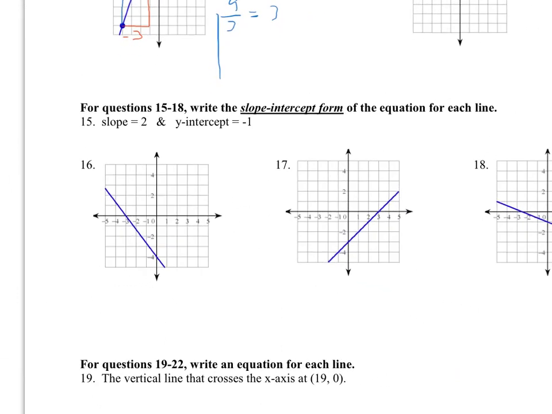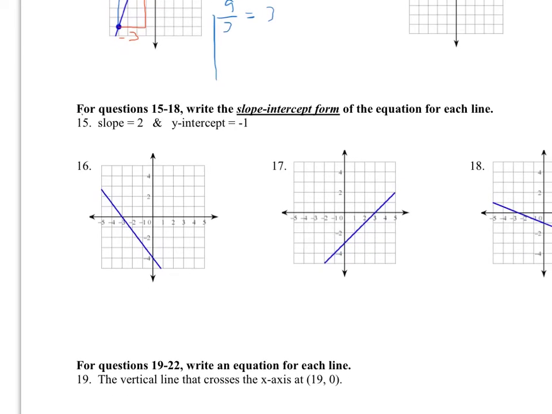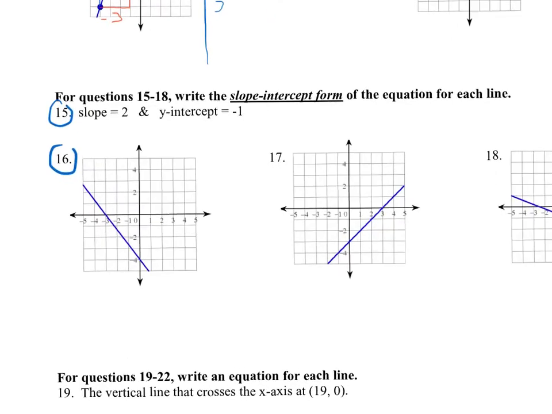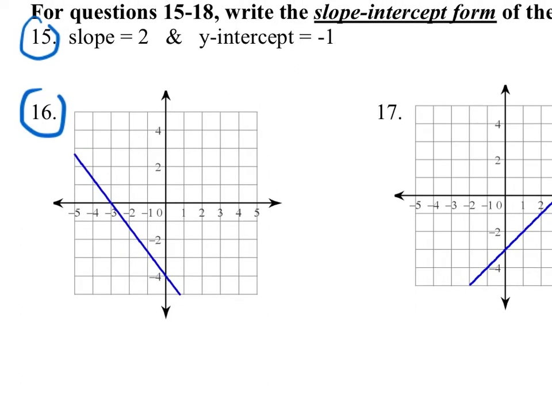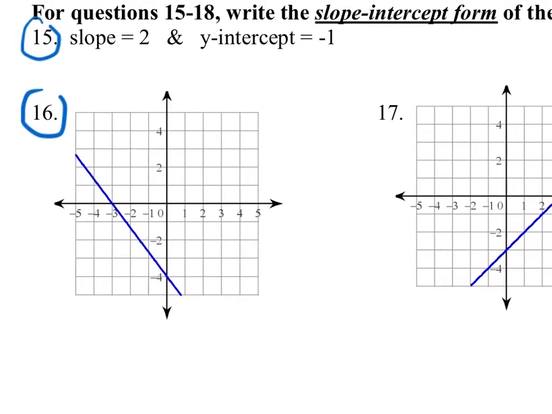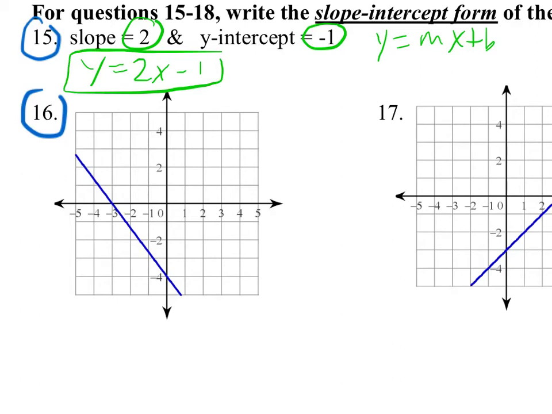For questions 15 through 18, write the slope-intercept form of the equation for each line. Now, I'll do two questions here, 15 and 16. Now, 15 gives us two pieces of information. Again, slope-intercept is y equals mx plus b. So our slope is m. Our y-intercept is b, so minus 1. And this is the equation in slope-intercept form.